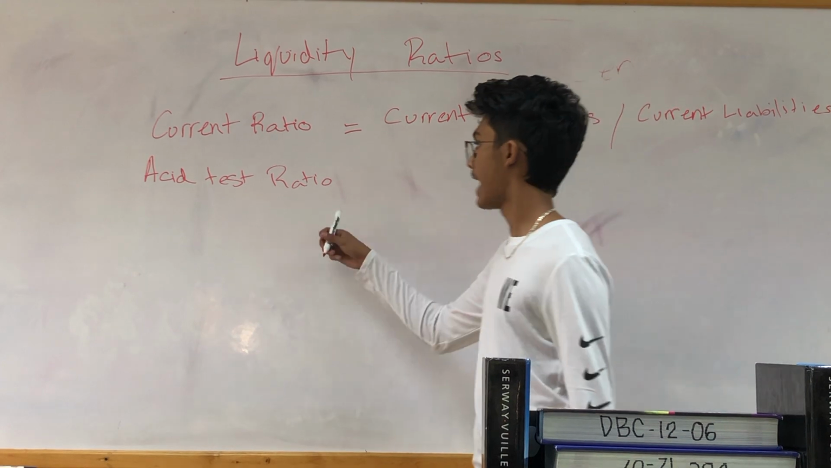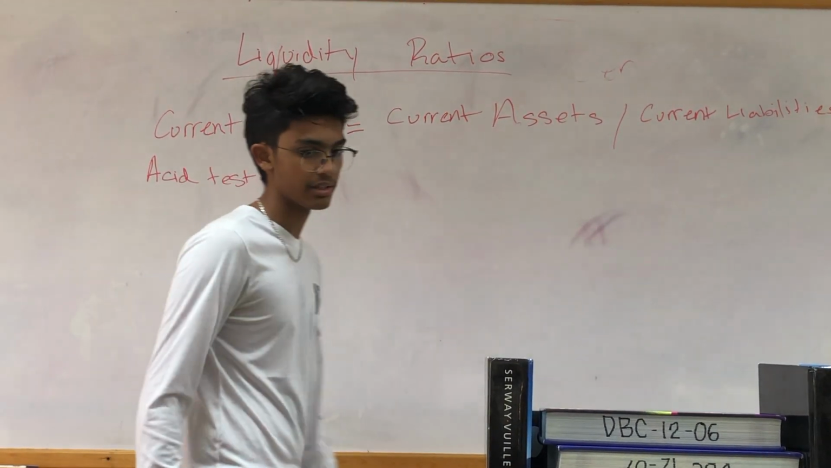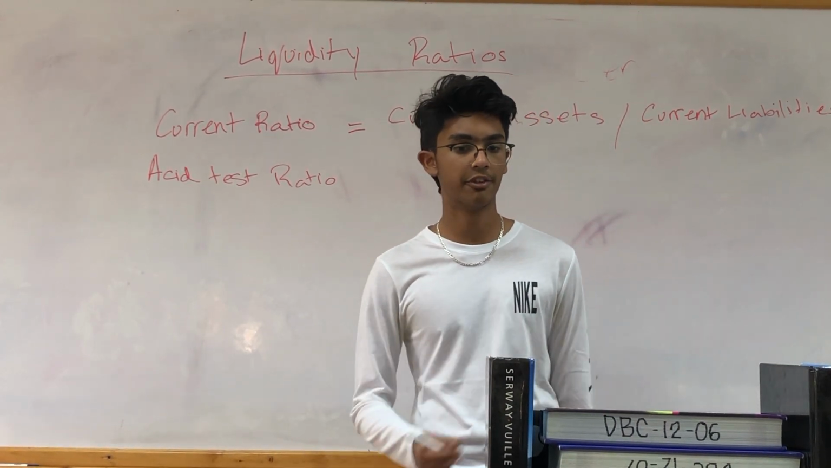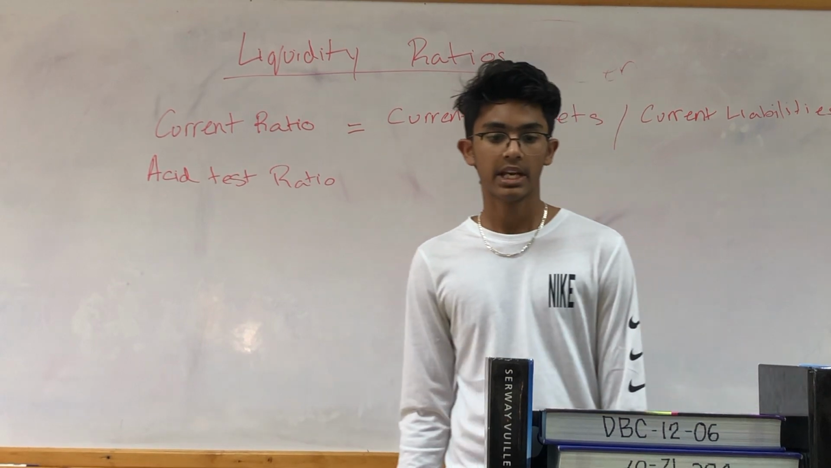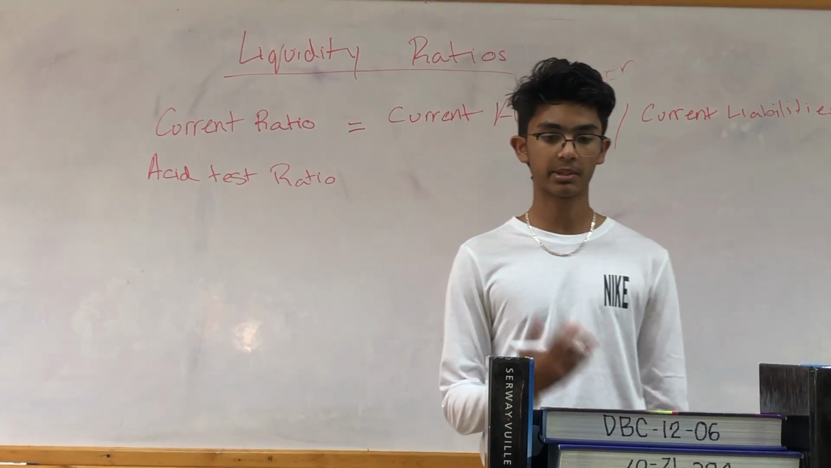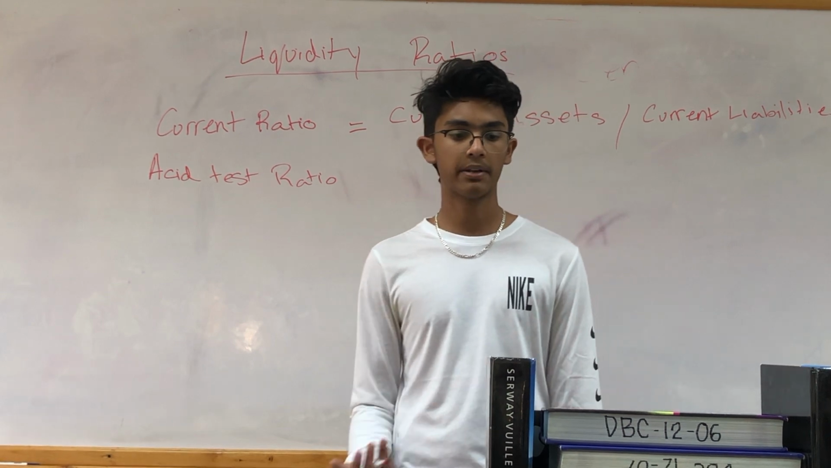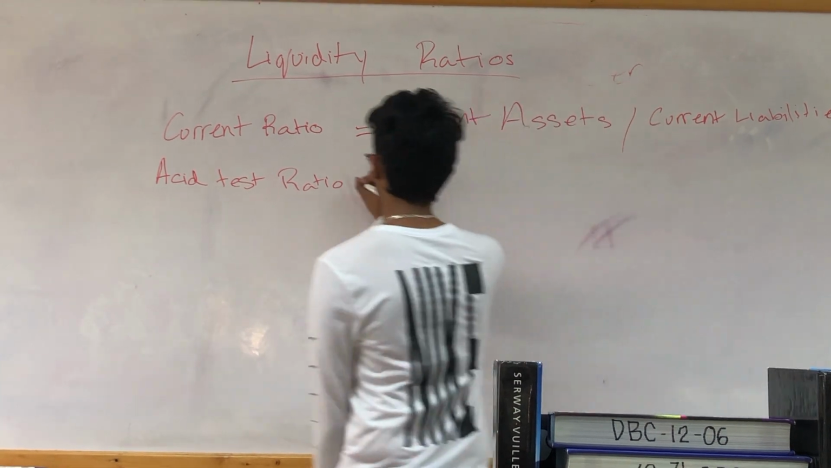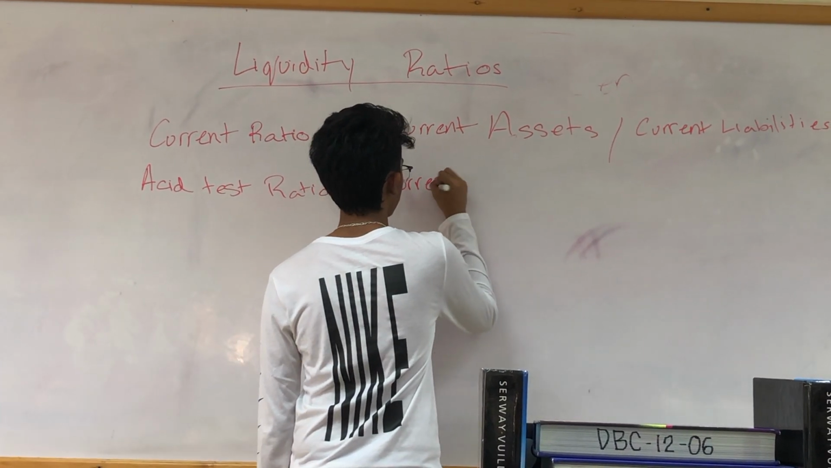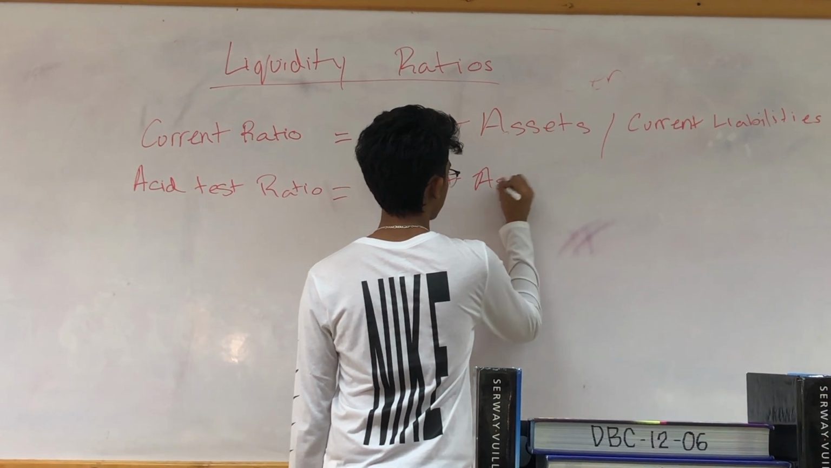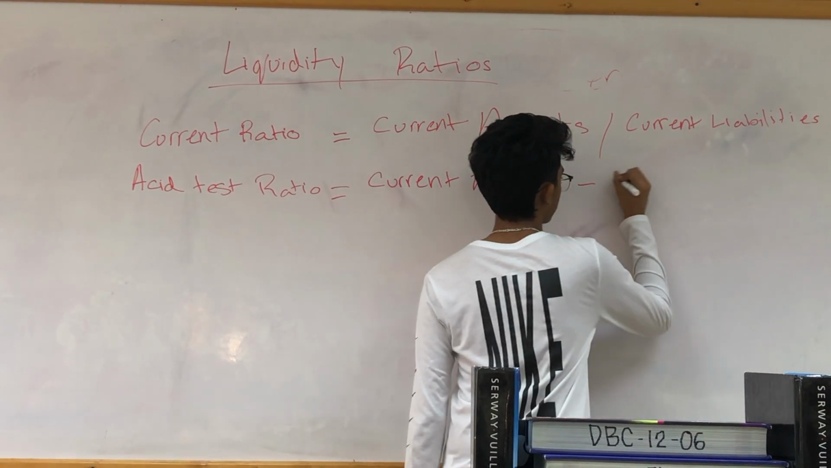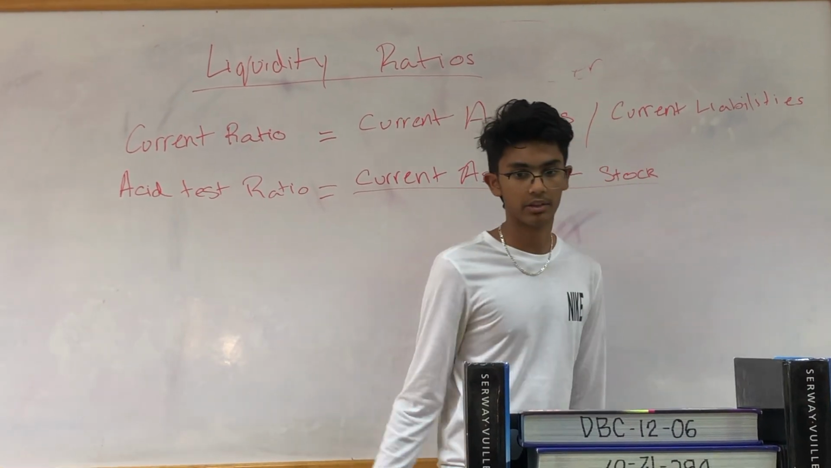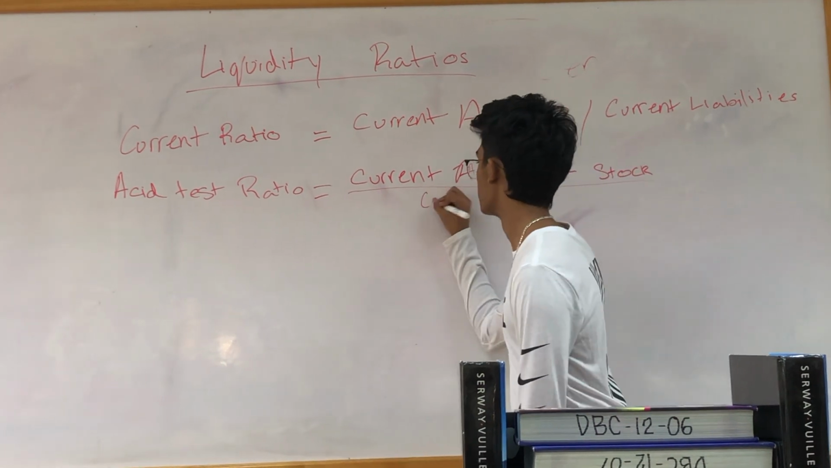Now we're going to do the asset test ratio, which could also be known as the quick ratio. The quick ratio is more of an immediate or severe indicator of the firm's ability to pay off its short-term debt. It excludes the stock figure from current assets because stocks are not as liquid and depend on the state of the market. So the ratio for this would be current assets minus stock, divided by our current liabilities.